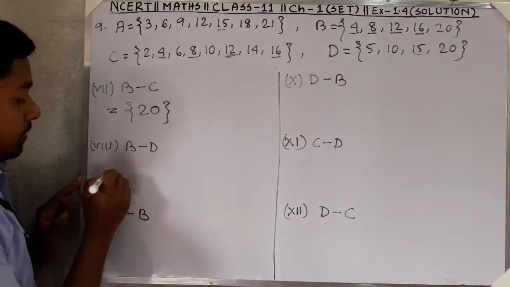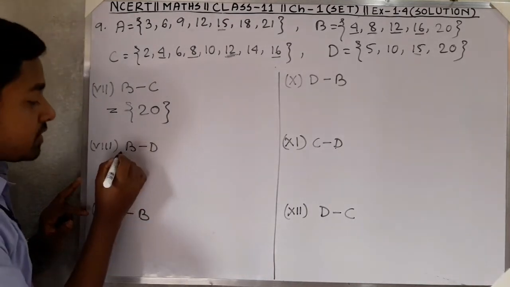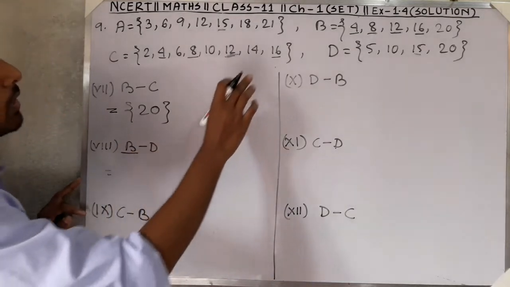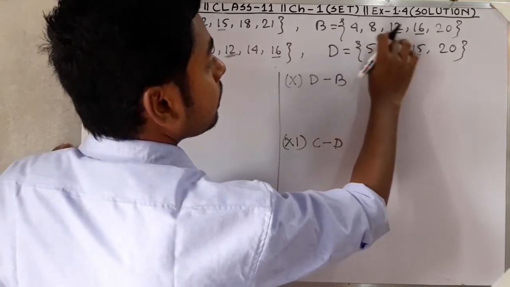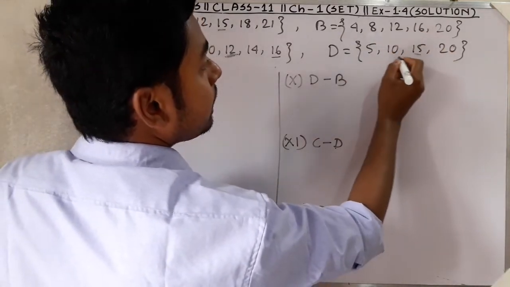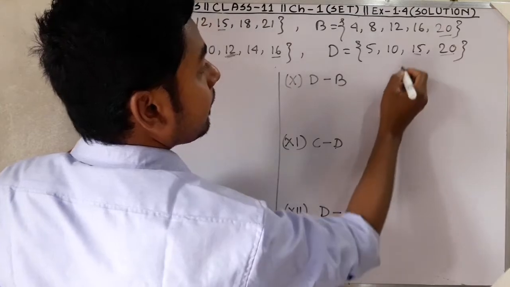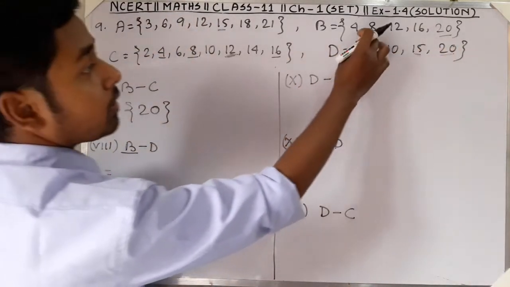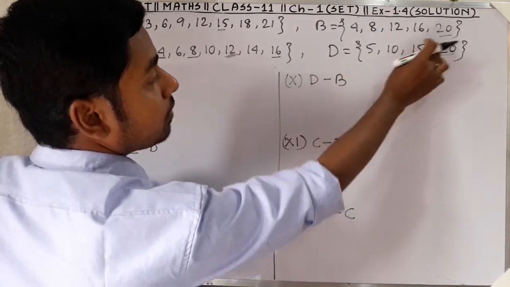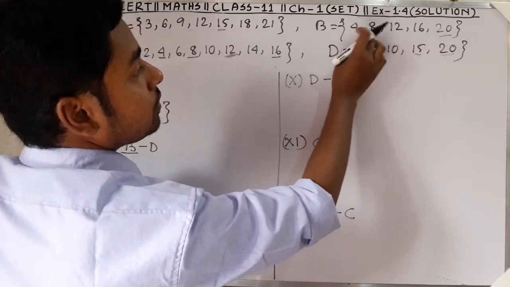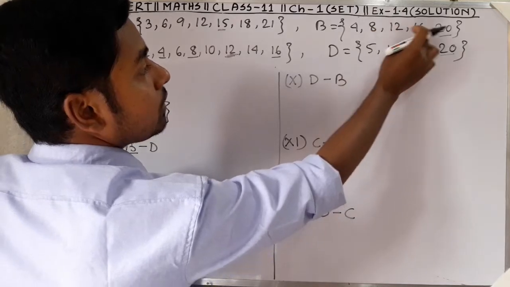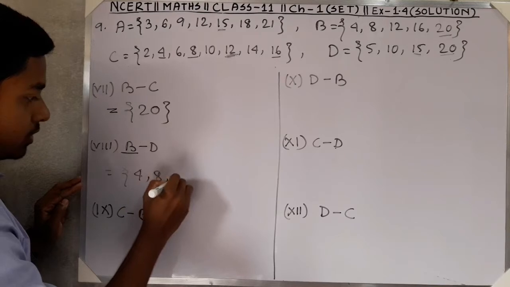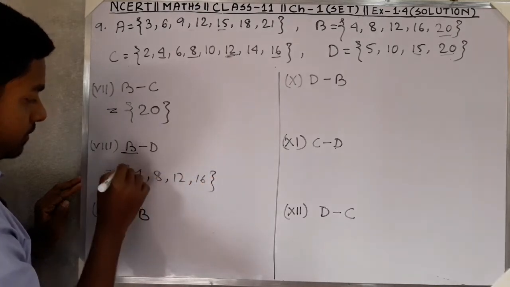Correct? B minus D, that means all the elements of B except the common elements of B and D. So what are the common elements of B and D? 20, okay, 15, no, only 20. So we have to take all the elements of B except common. So 4, 8, 12 and 16.